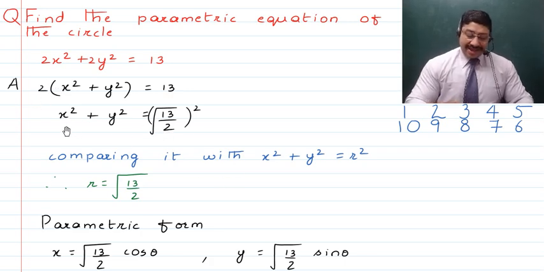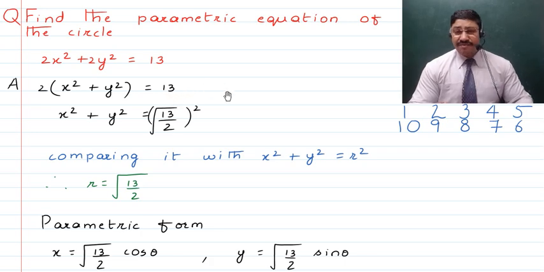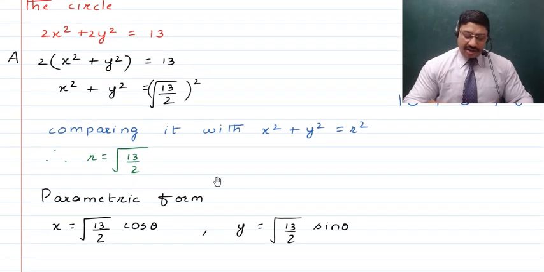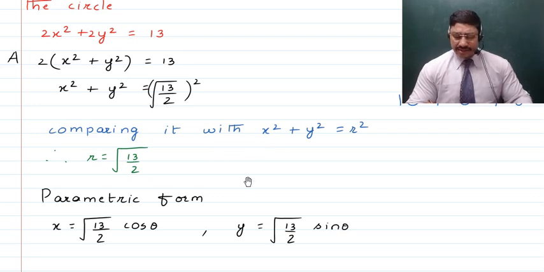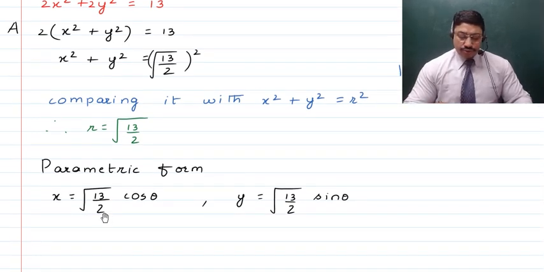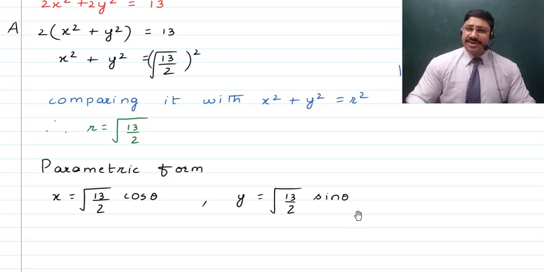And thus here we have x squared plus y squared is equal to 13 upon 2, right? And since we want it in the form of r squared, the value of r will become equal to root of 13 upon 2. Now comparing, obviously we will get the value of r. After that we can very easily write the parametric form, which is x to be r cos theta, that is root of 13 upon 2 cos theta, and y to be equal to root of 13 upon 2 sin theta, that is r sin theta. So this is what had to be done in the sum.